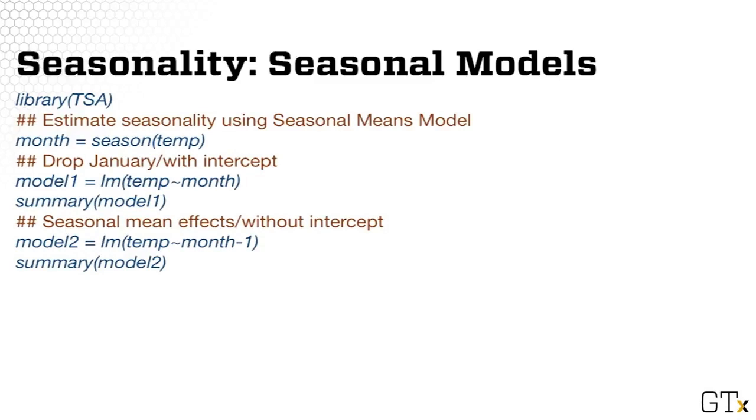We can fit a model with intercept as in Model 1, where we specify the time series on the left and the seasonal dummy variables on the right, where those dummy variables will represent the month. But this model omits the January coefficient. In this case, the February coefficient is interpreted as the difference between February and January average temperatures. The March coefficient is interpreted as the difference between March and February average temperatures, and so on.